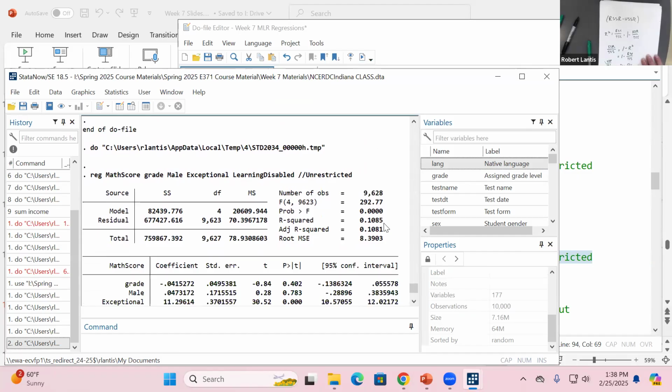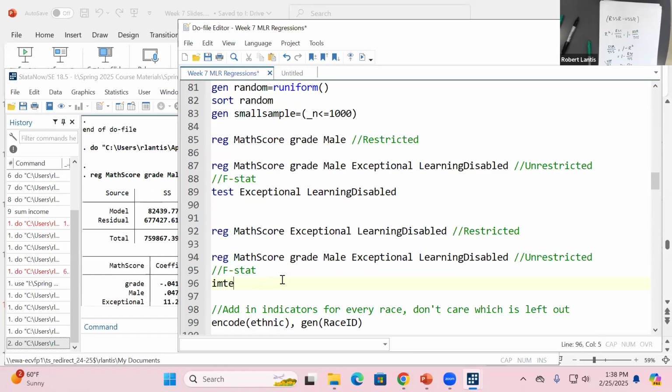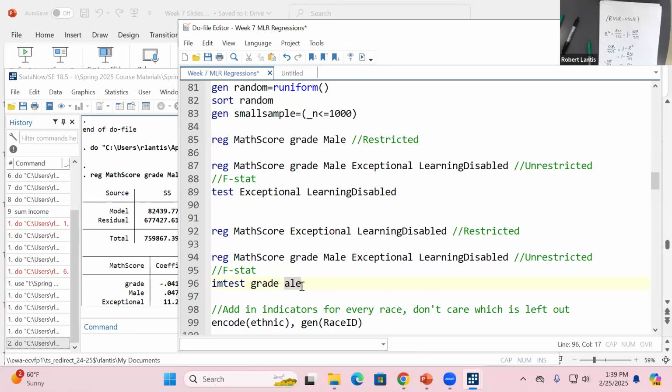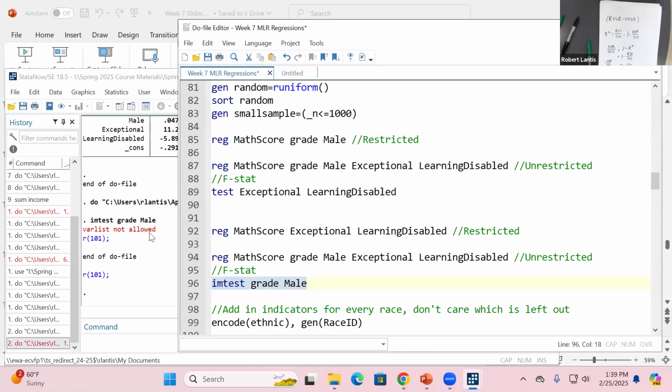And so can I say that adding those variables was statistically significant? Am I explaining a statistically significant amount more of the variation in my math scores? Well, what I can do here is use the test command. What variables am I now testing? Well, now I added in, if I can type, my gosh, why is it not? There we go. Now I'm testing whether or not adding grade and male increased the proportion of variation I could explain. So now if I run this, why isn't it like this?